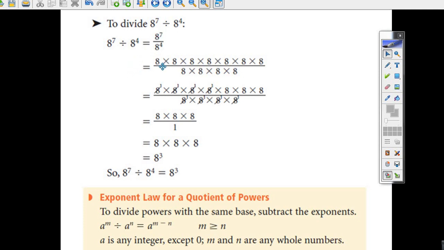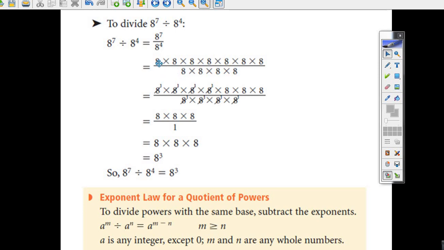If we see 8 to the 7th, what does it mean? It means 7 of these 8s all multiplied together. And 8 to the 4th power means 4 8s all multiplied together. Now, if we're dividing these two things, what happens is you've got an 8 here, but you're dividing by an 8 here. You're multiplying by this 8, but then you're dividing by this 8.